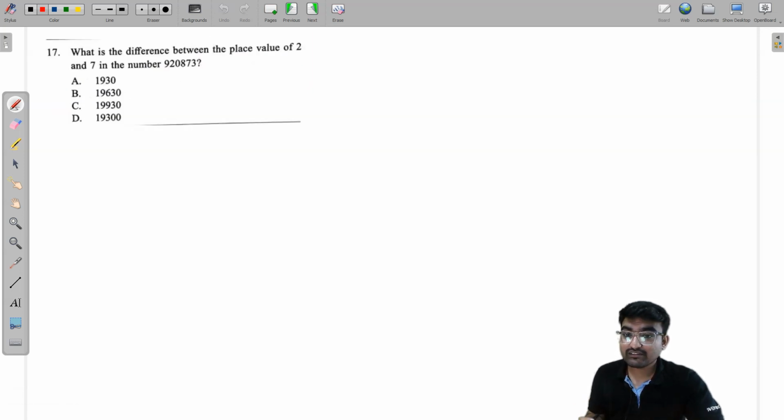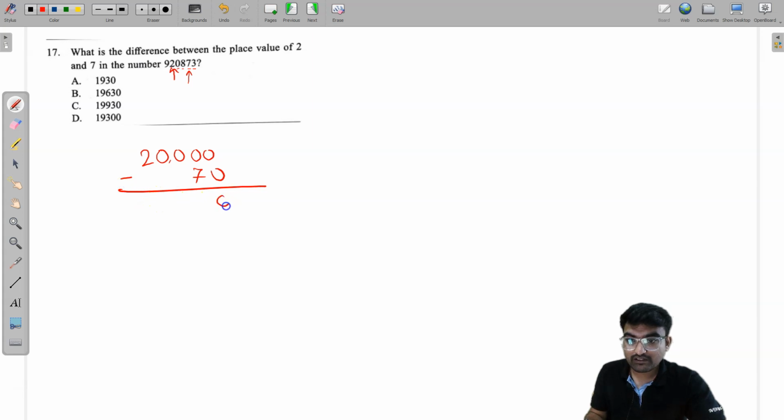What is the difference between the place value of 2 and 7 in the given number? So 2 is on, let's check, units, tens, hundreds, thousands and ten thousands. So place value of 2 is 20,000, right? And 7 is at tens place. So the difference between both of them will be 19,930. So option number C. Correct?